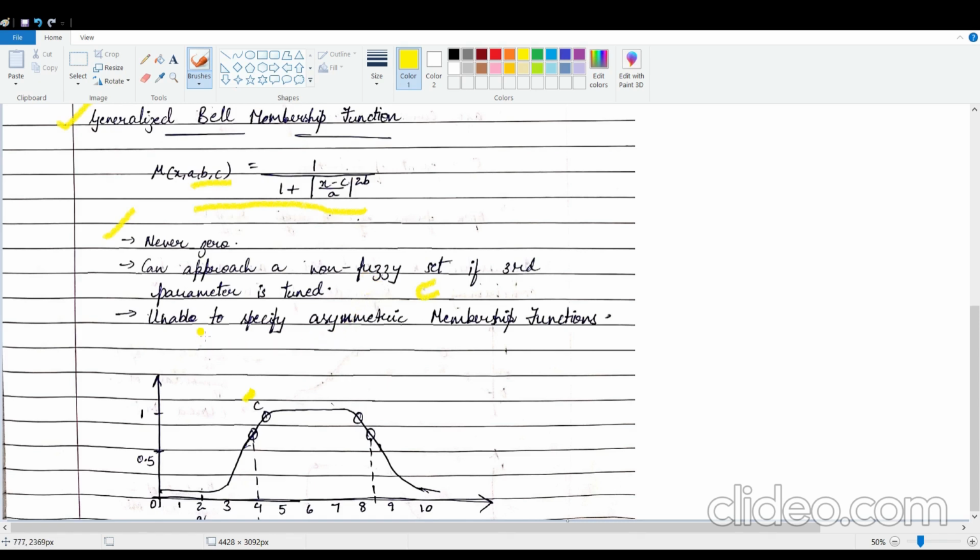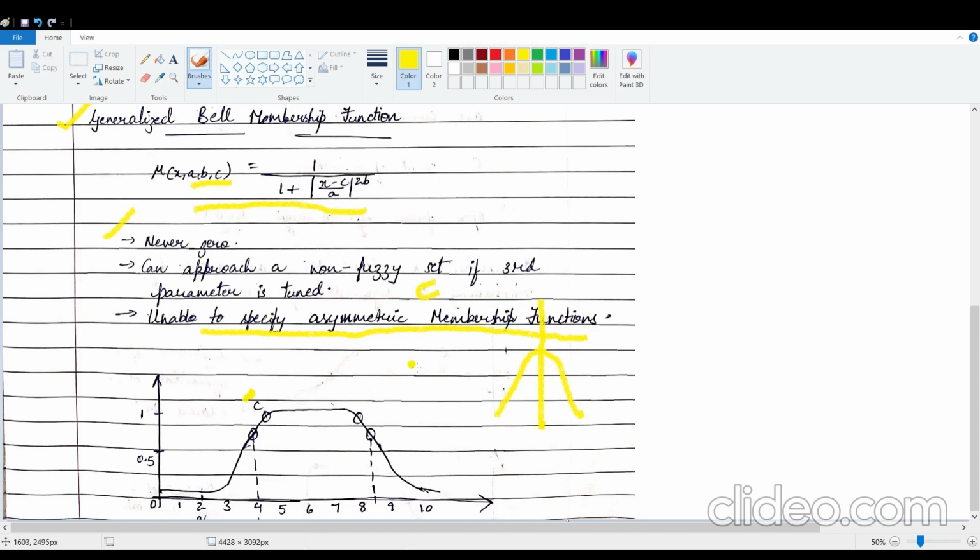A downside to this is we cannot specify asymmetric membership functions using this. Now, if you can recall from the properties of membership functions, I have already told you that the membership functions have this property of symmetry with it. So symmetry is something like this. You have a curve like this, you take a midpoint, and then if you look at the left half and the right half, if they are mirror images of each other, then you might call it a symmetry.